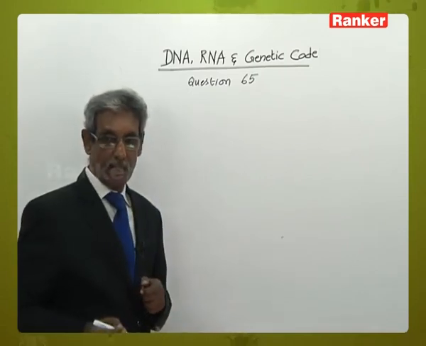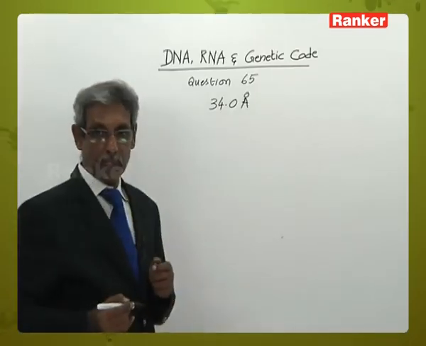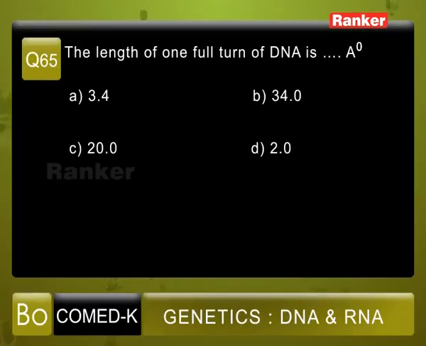Question number 65. The length of one full turn of the DNA is 34 angstrom units. Hence, the answer is B.